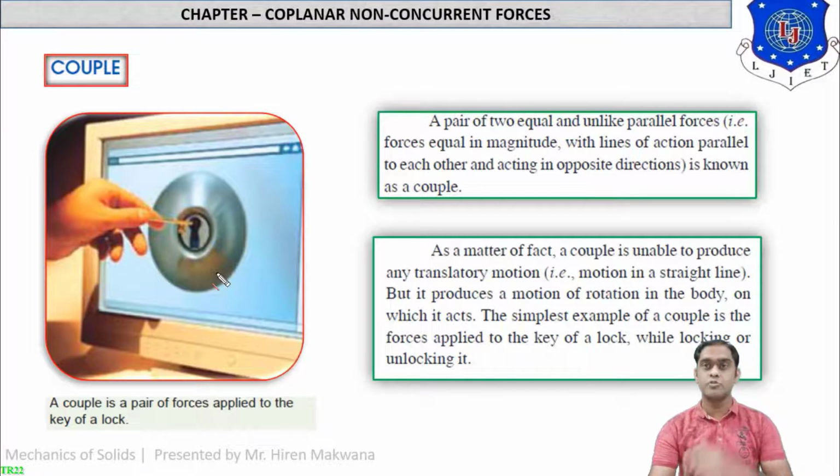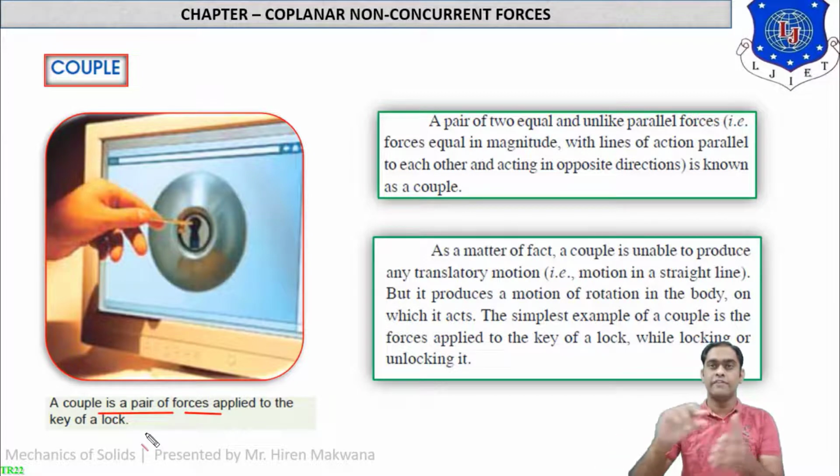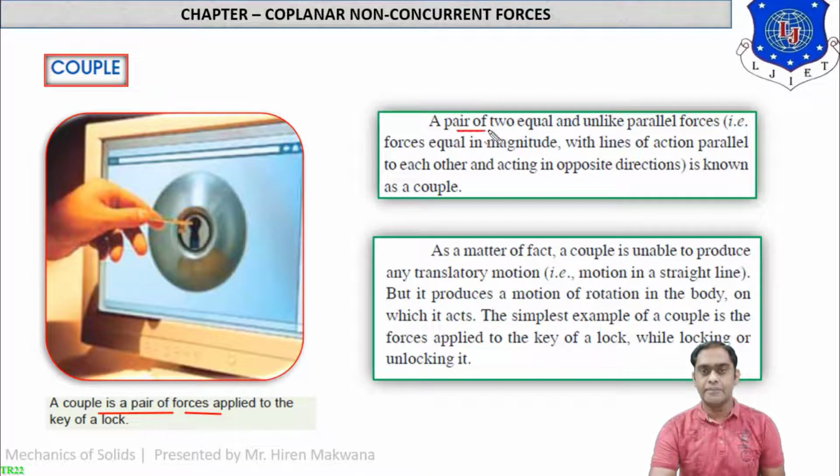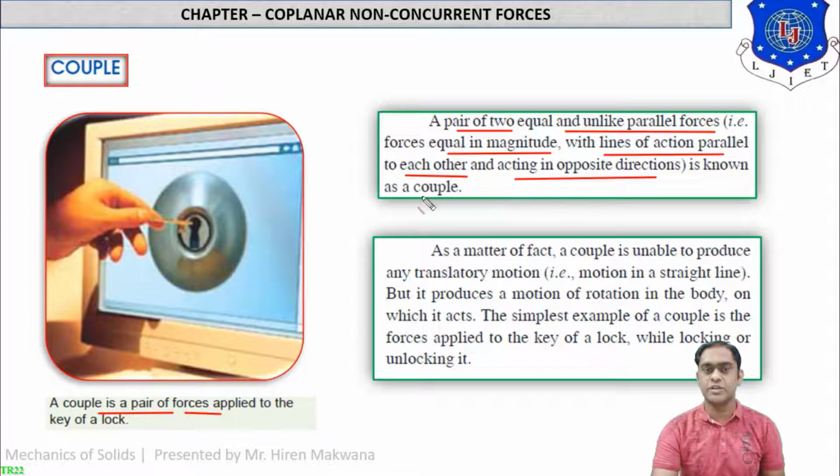What is a couple? You must know about the lock and key system. If you rotate the key in the lock, then a couple is a pair of forces applied to the key of the lock. When you open the lock, it is a clockwise couple. When you close the lock, it is an anti-clockwise couple. You can read in the box that a pair of two equal and unlike parallel forces, which means forces equal in magnitude with lines of action parallel to each other and acting in opposite directions, is known as a couple. So this is the definition of couple.